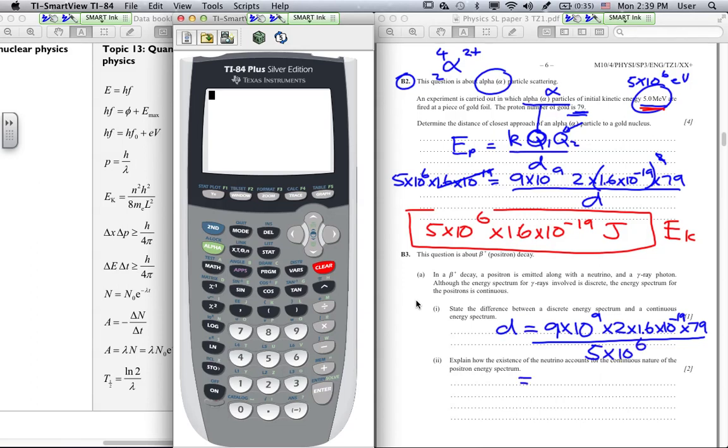And when you do that, what you should get out of that is 4.6 times 10 to the negative 14 meters.